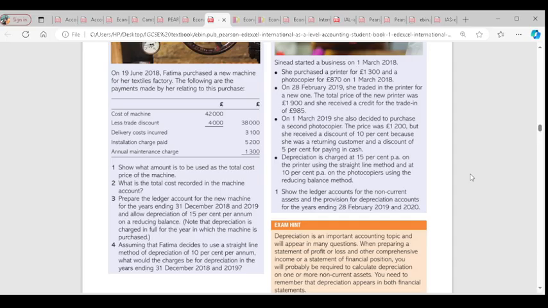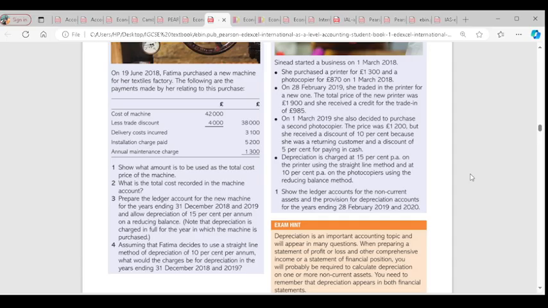Cost of machine 42,000. Less trade discount. A trade discount is a discount on purchases, for 4,000. The delivery cost incurred is 3,100. Installation charged 5,200. The annual maintenance charge is 1,300. It says, show what amount is to be used as the total cost.